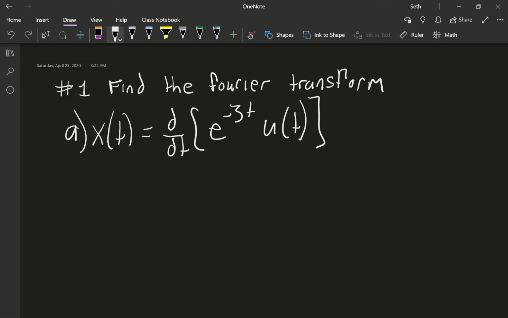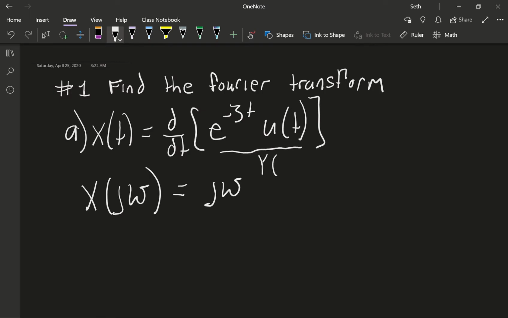So X(j omega) is going to be equal to j omega, and we'll call this Y(j omega). This is y of t, this little bit right here. You see, because we're breaking down the function, so this will be Y(j omega).